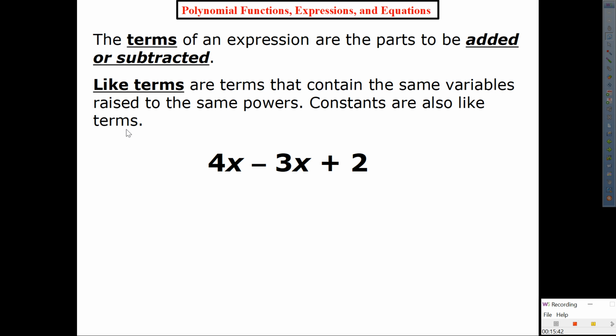Look up. If I give you the expression 4x minus 3x plus 2, which ones are my like terms? Talk it over with your neighbor. Which ones are my like terms? Yeah. The like terms are 4x and 3x, which means the 2 that does not have a variable is known as a constant, okay?